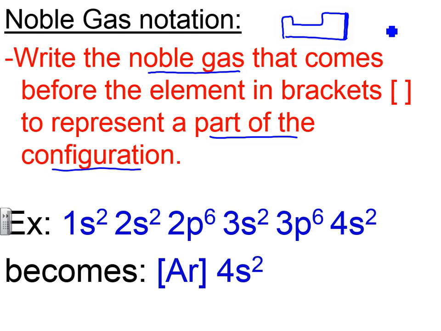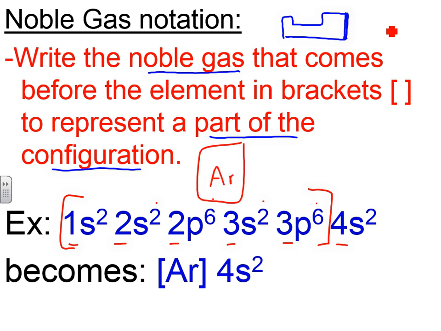What we've got is 1s2, 2s2, 2p6, 3s2, 3p6, 4s2. Now, if you take a look, this configuration right here is actually 18 electrons big, so 2, 4, that's 10, 12, 18, and that actually belongs to the element argon, because the element argon is element number 18. So this whole configuration can actually be placed in brackets with simply argon in those brackets.